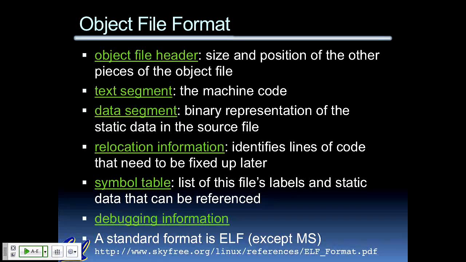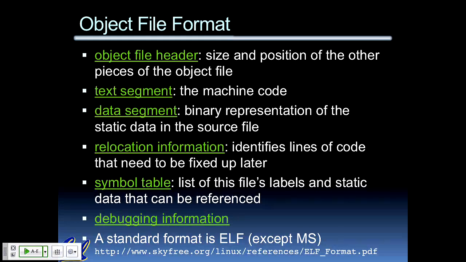So the object file format is a little bit more complicated now. It's not just the string of ones and zeros holding the machine code. That's one part of the file, but there are several other sections in that file, and this is all standardized. There's an object file header that tells you how big all the other segments in the file are. There's the text segment that holds the machine code as far down as you've managed to refine it thus far. There's the data segment, which holds all the initialized data from this file. And then there's the relocation information that says what lines of code need to get fixed up later.